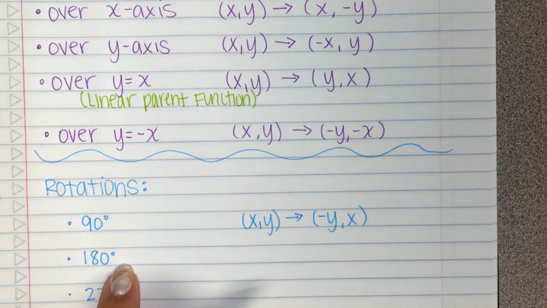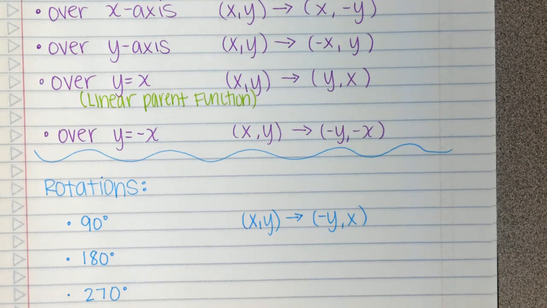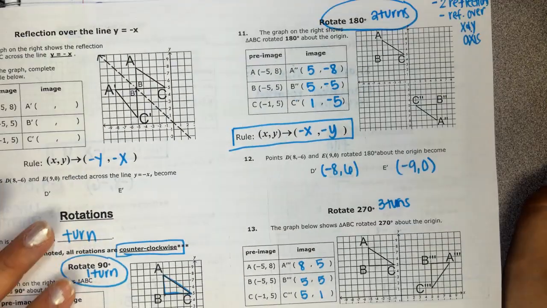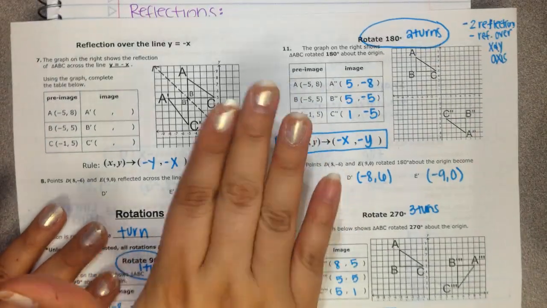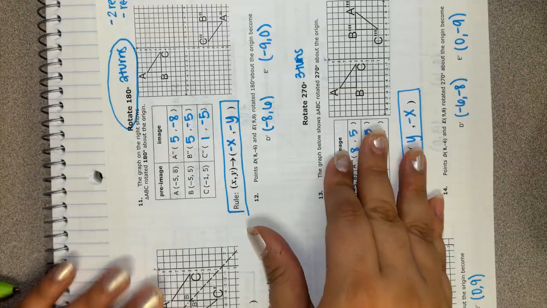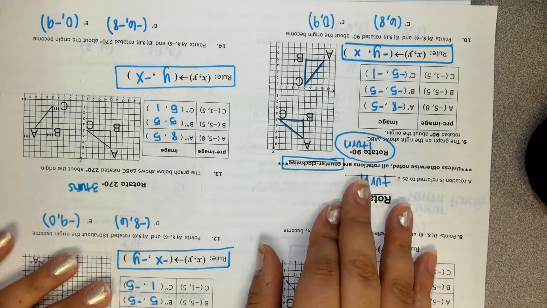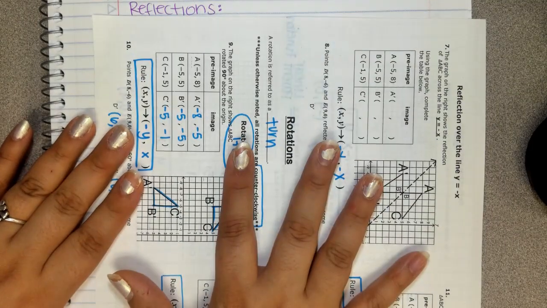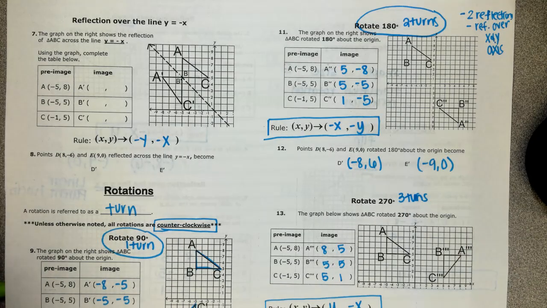180. Did y'all know rotating 180? By the way, on Monday, we're going to physically rotate our papers. One rotation, remember we go counterclockwise, 90 degrees. 2 rotations, 180 degrees. 3 rotations, 270 degrees. 4 rotations, you're back to where you started, 360.